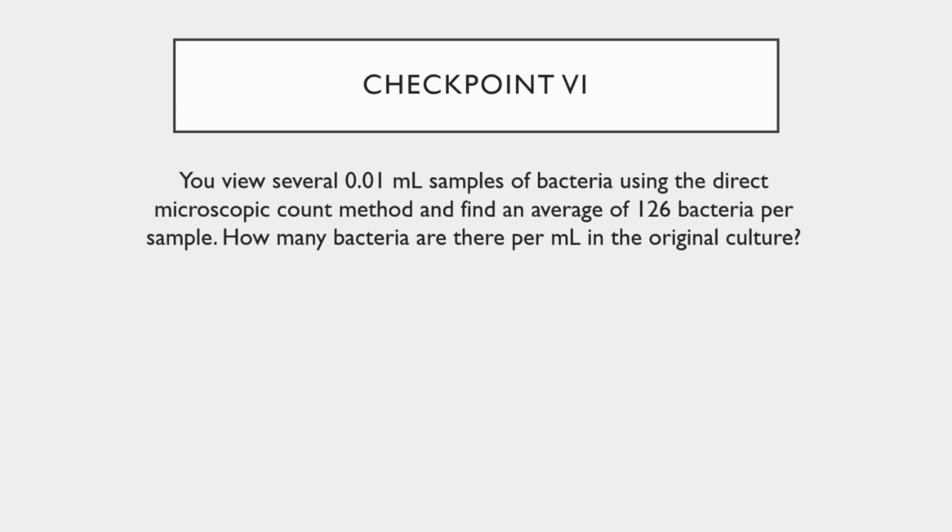Checkpoint 6. You view several 0.01 milliliter samples of bacteria using the direct microscopic count method and find an average of 126 bacteria per sample. How many bacteria are there per mil in the original sample?